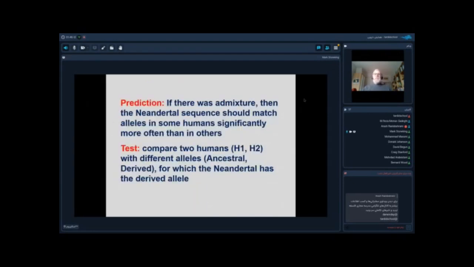So one prediction we can make is that if there was admixture, then the Neanderthal sequence should match alleles in some humans that descended from the admixture event significantly more often than in others who are not descended from the admixture event. So the test is very simple. We compare 2 human sequences with different alleles, one of which is the ancestral state, the other the derived state. And we can tell which is ancestral and which is derived by looking at sequences in non-human primates. That tells us which is the ancestral allele when we have a polymorphism, a difference in the sequence, for which the Neanderthal has the derived allele.